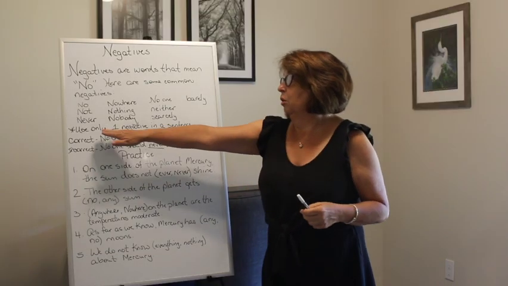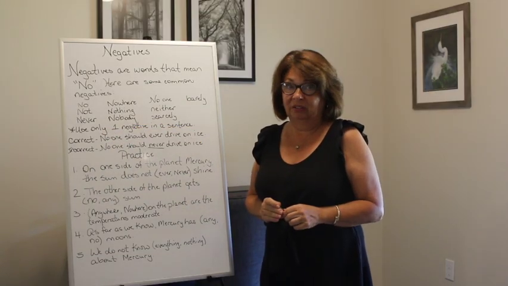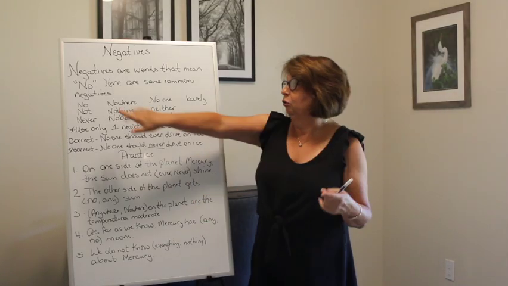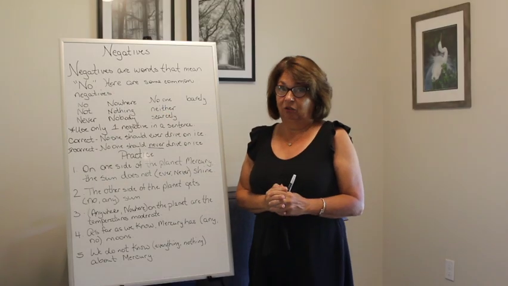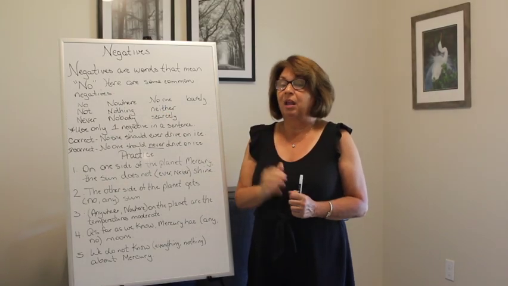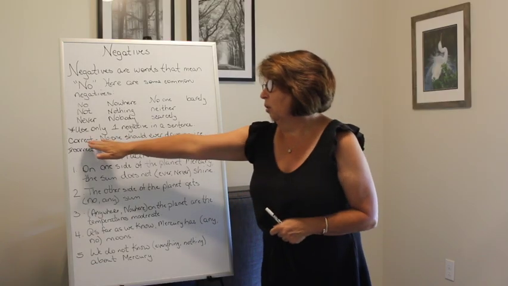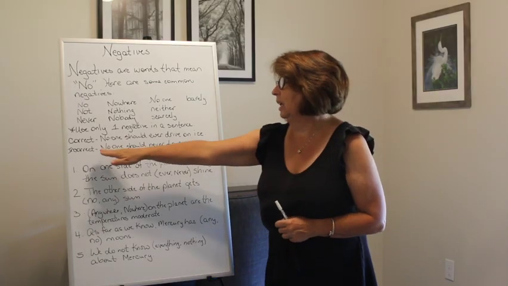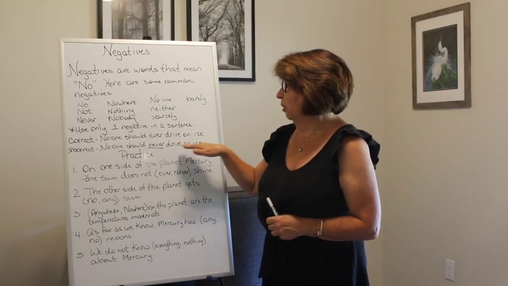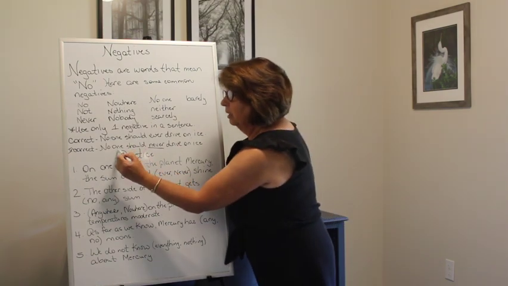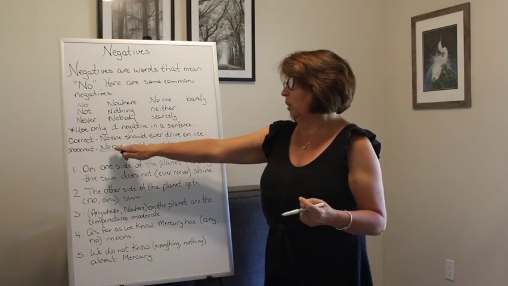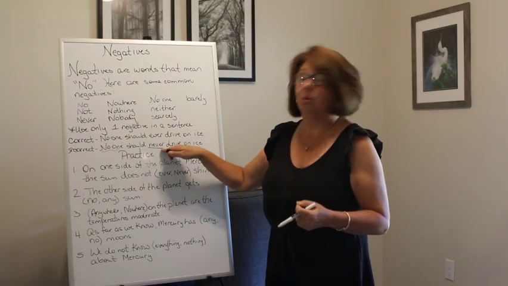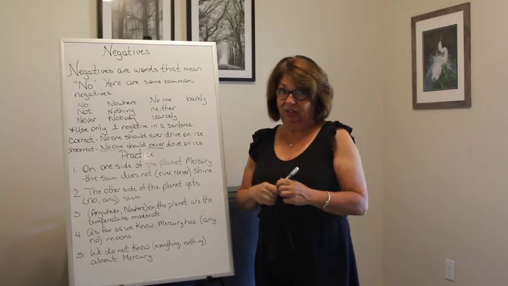All right, you can only use one negative in a sentence. You can't use a double negative. A double negative would be using two of these words in a sentence, and you can't do that. So remember to only use one negative word per sentence. So, correct: no one should ever drive on ice. Incorrect: no one should never drive on ice. Here is our negative number one, no one. So we can't say no one should never, because here's one negative, here's two. So that's why you can't do that, only one negative per sentence.